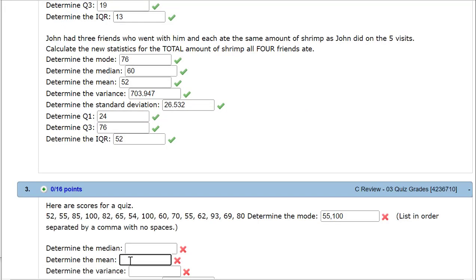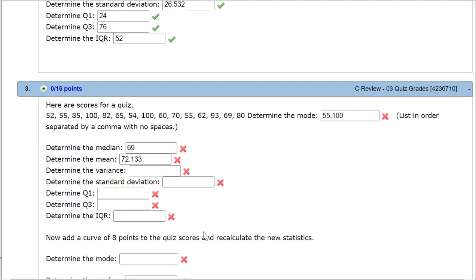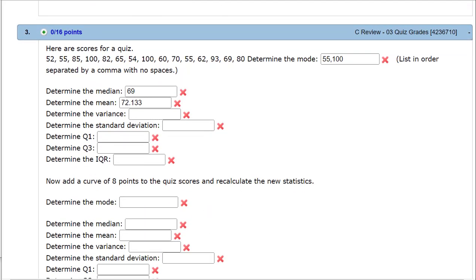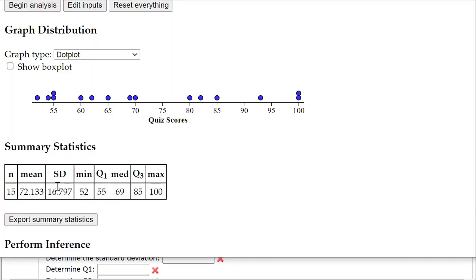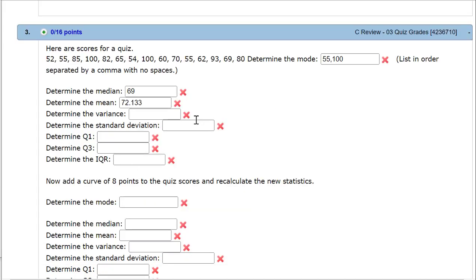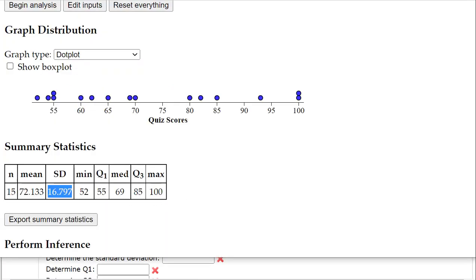Let me do the 72.133. And then we got the 69. Skip variance, always save variance for last. Standard deviation is, actually I can probably copy and paste right there. Oh, why am I typing when I could just copy and paste? Voila, look at that.